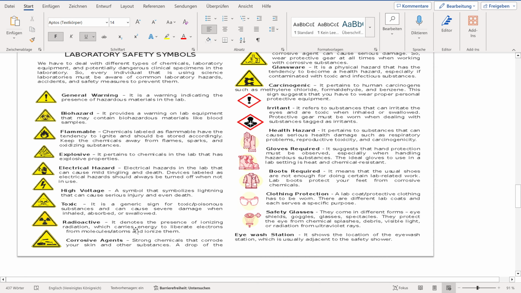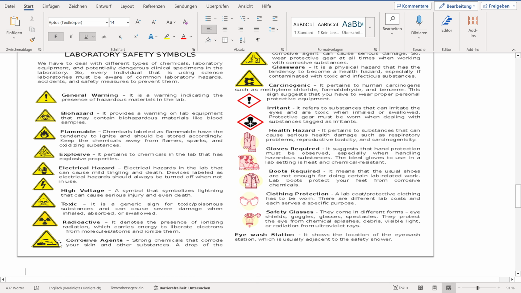So it denotes the presence of ionizing radiation, which carries energy to liberate electrons from molecules or atoms and ionize them. So whenever you see this, it shows whatever it is that's contained inside is radioactive, and it has ionizing radiation.